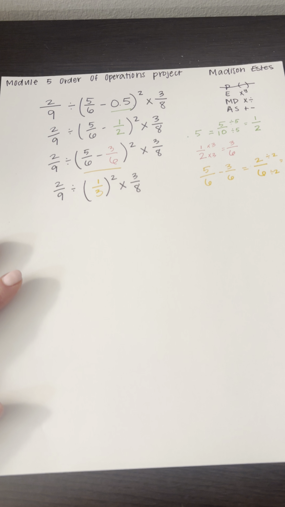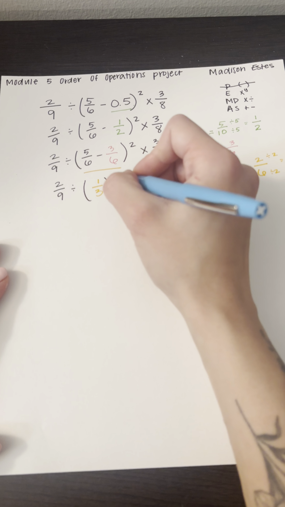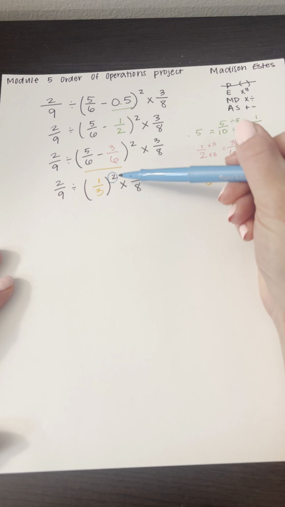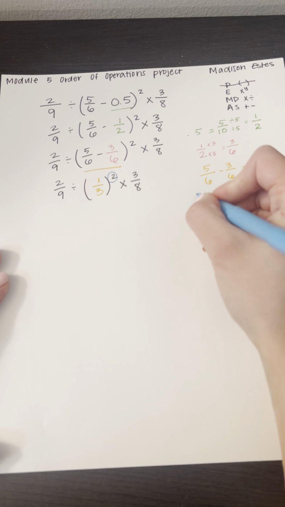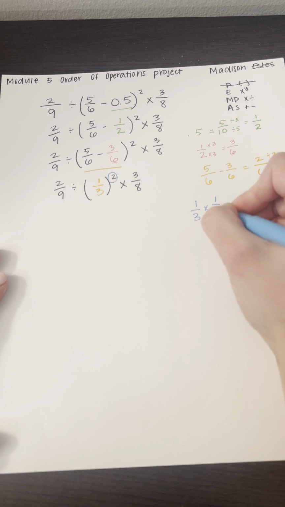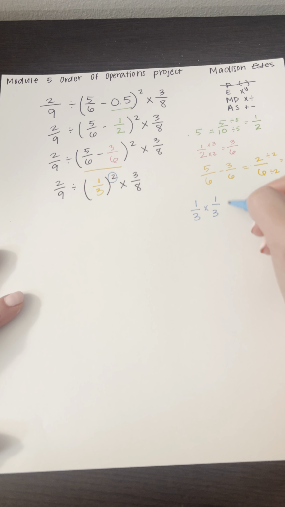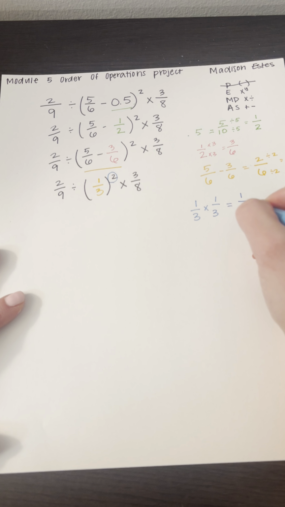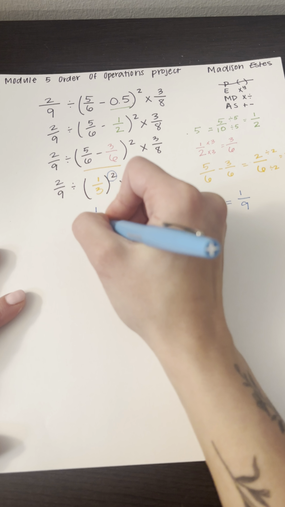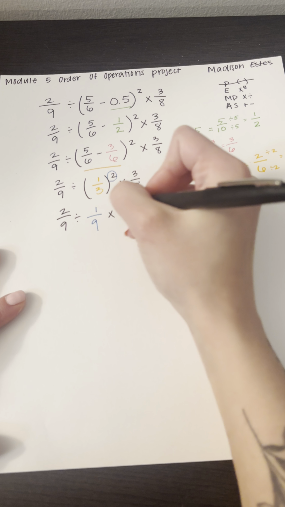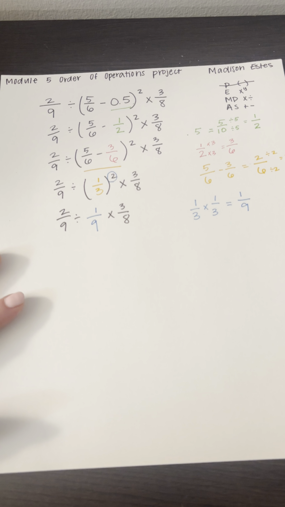Then we go on to exponents. We do have an exponent in this equation. It is 2. So whatever is matched with this exponent gets squared, and squaring something is the same thing as multiplying it by itself. So we're taking 1/3 times 1/3. We're just going to multiply straight across. 1 times 1 is 1. 3 times 3 is 9. I'm just going to rewrite the equation, bring everything down. And we have finished that.